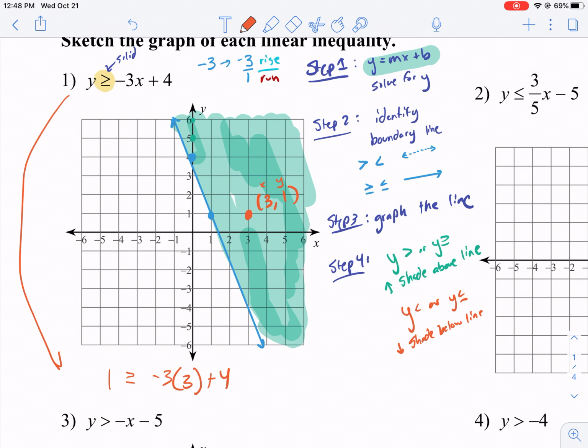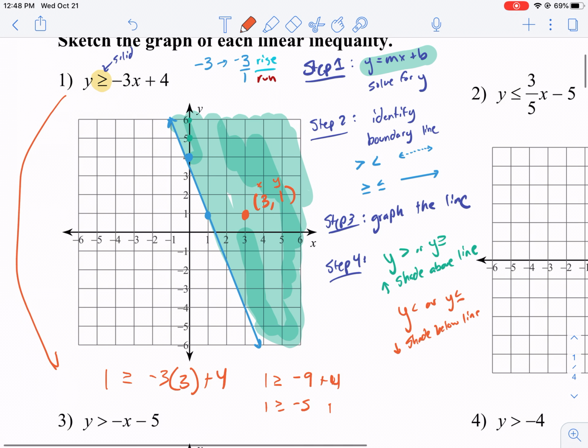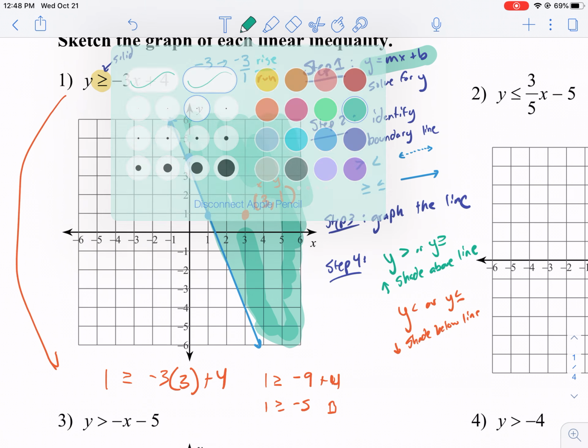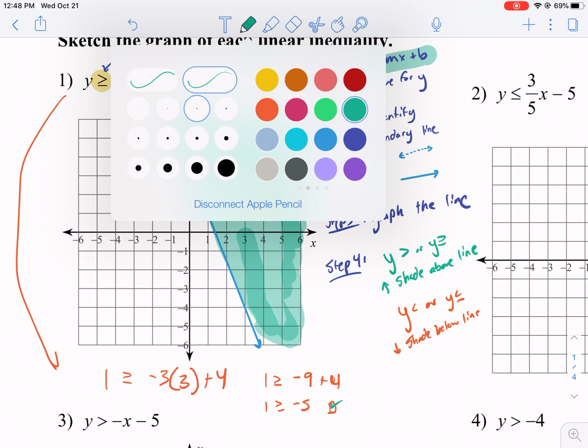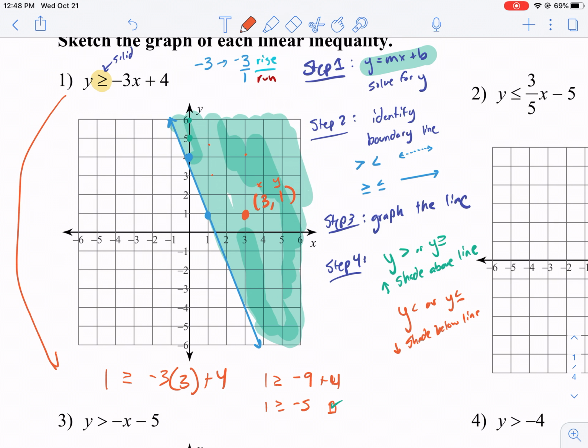Will this make a true statement? So I get 1 is greater than or equal to negative 3 times 3, which is negative 9, plus 4. That gives me 1 is greater than or equal to negative 5. Is that a true statement? Yes, it is. 1 is bigger than negative 5. So that is a part of our solution. If you were to test all these points all over the place on this side of the line, they're all true. What does that mean about the other side of the line?